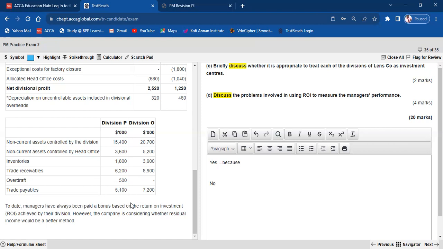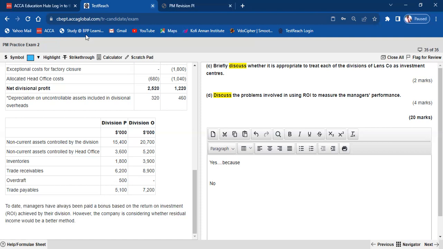I think I've talked about 4, 5, 6 problems that are involved in using ROI to measure the manager's performance. If you have any points you bring up, other than that, try practicing this question under time conditions, 36 minutes, and see what you're able to do.